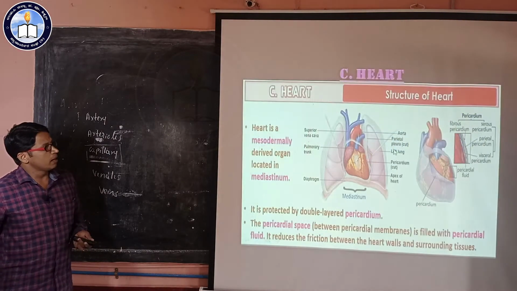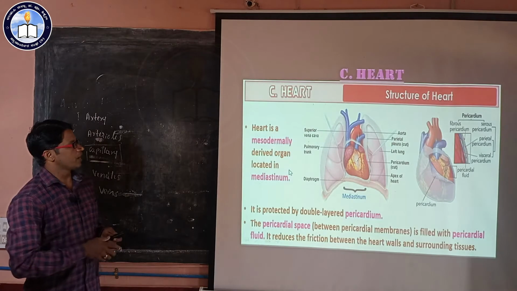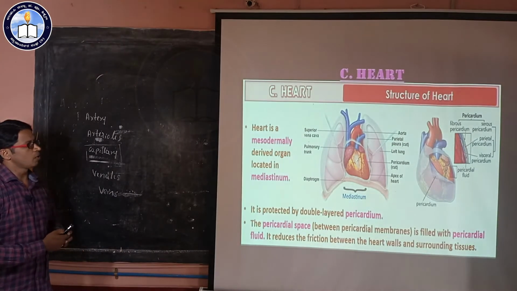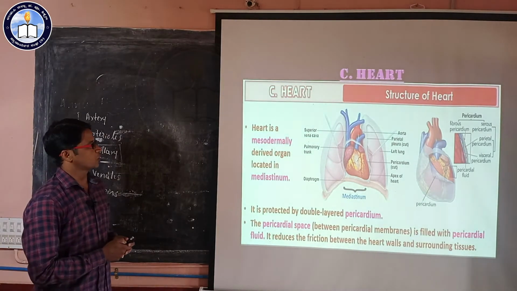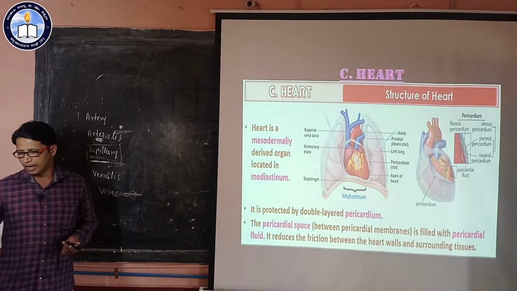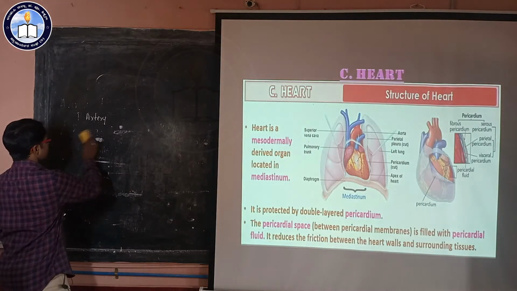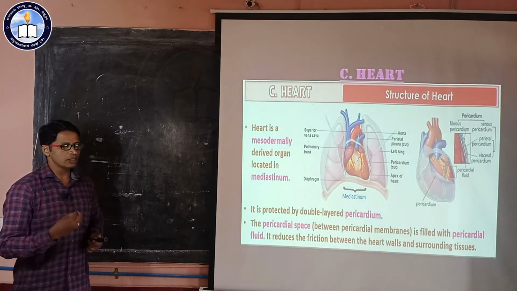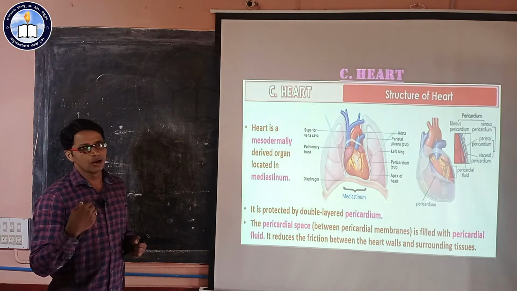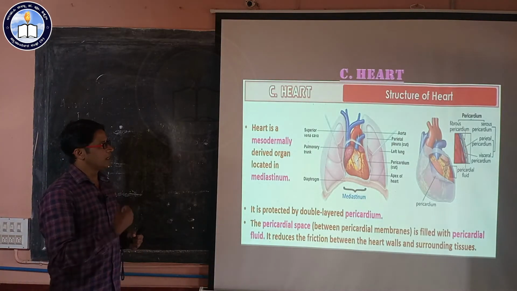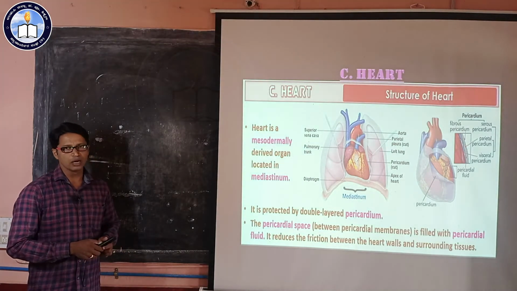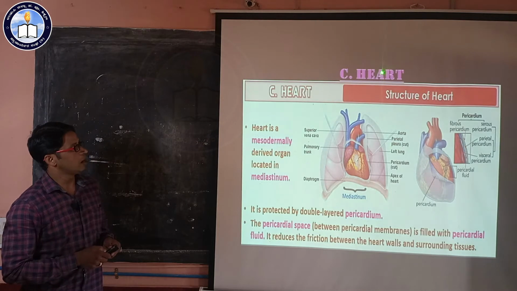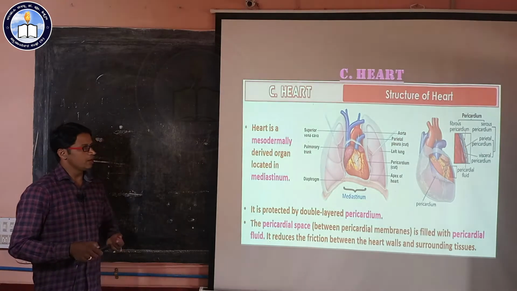Next we are moving to study the structure of the heart. It is another important component of our circulatory system. First we saw blood, then blood vessels. The blood circulatory system includes blood vessels and another most important organ involved in the process of blood circulation, the heart. So this is the human heart.